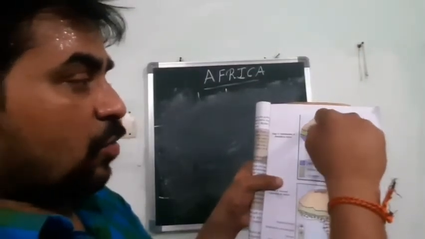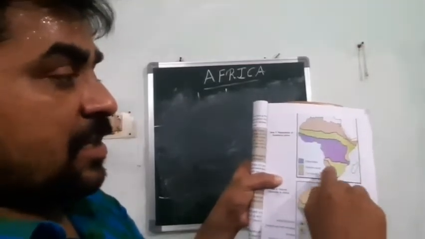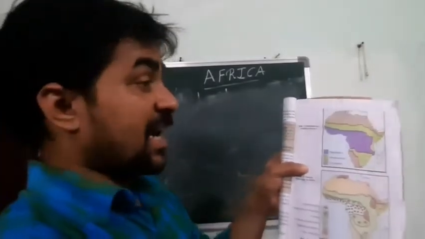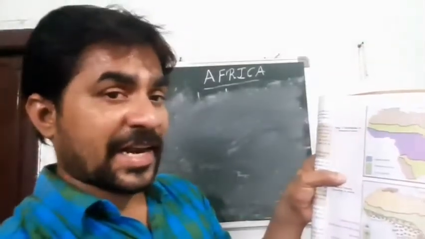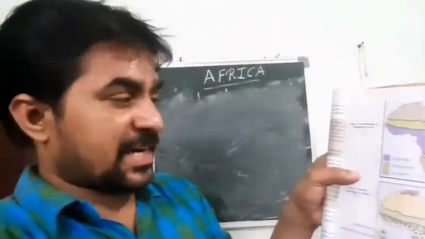And at the top, here is the Sahara Desert, and here is the Kalahari Desert. Because of both deserts, the rainfall is scanty, otherwise called arid rainfall. So arid rainfall comes because of the desert conditions.